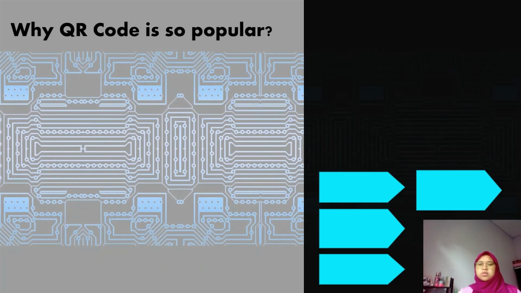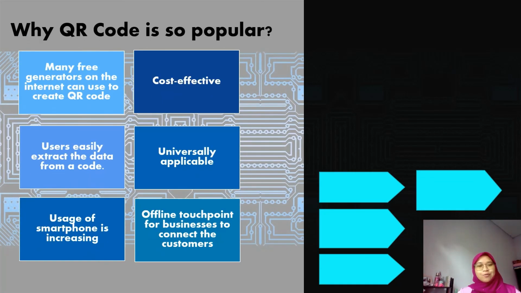Why is QR code so popular? Firstly, there are many free generators on the internet that can be used to create a QR code. Second, it is cost effective. Third, users can easily extract the data from a code. The fourth is that it is universally applicable. And the fifth, usage of smartphones is increasing day by day. And the last one is that it is an offline touch point for businesses to connect with customers.